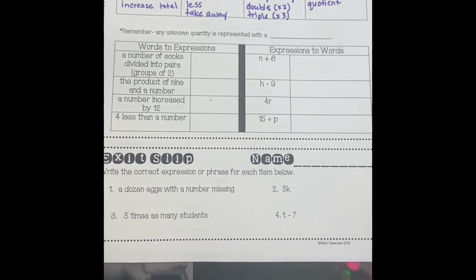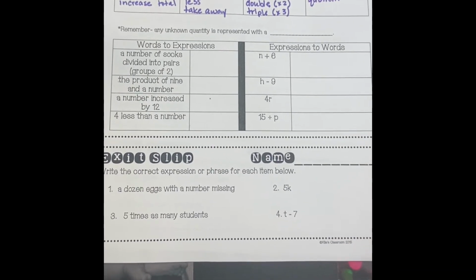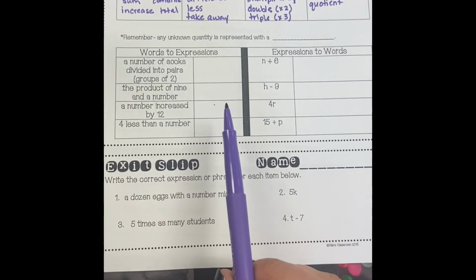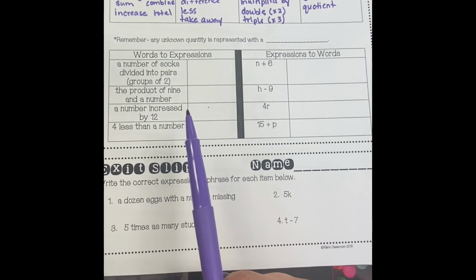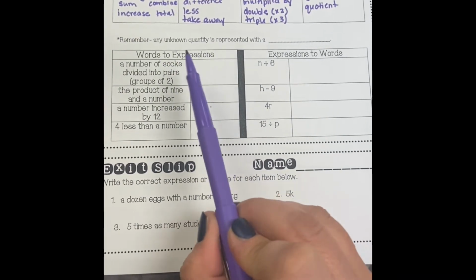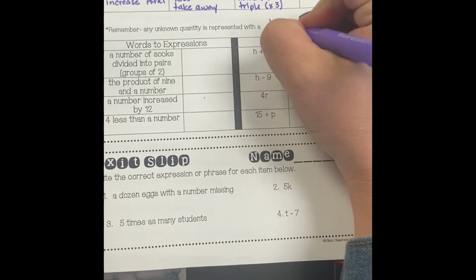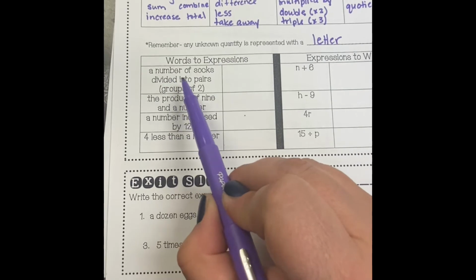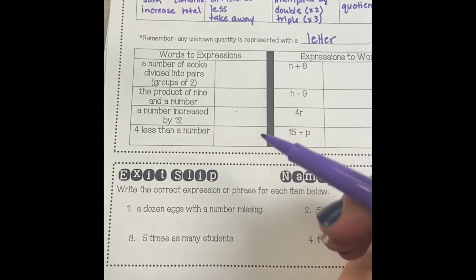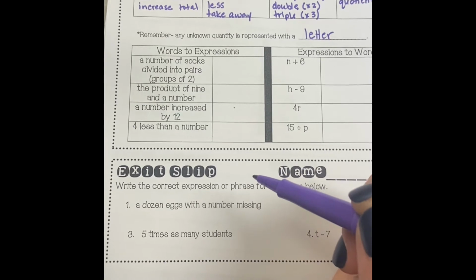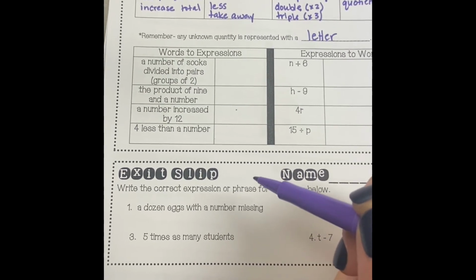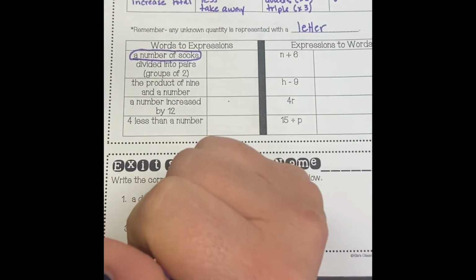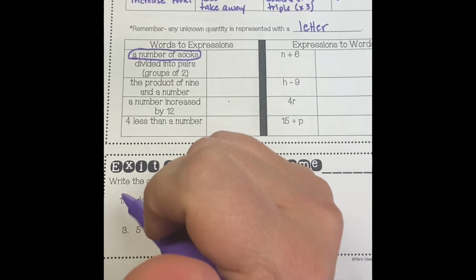All right, so we're going to use what we've learned up there and those clue words to help us identify some math word expressions and what they would look like written as number sentences. So the first thing we need to remember is that any unknown quantity we're going to represent with a letter. So when I look over here and I talk about having a number of socks divided into pairs, and we know that a pair is a group of 2, I have to figure out what is the thing I don't know, and that is right here, a number of socks. I don't know what that number is.